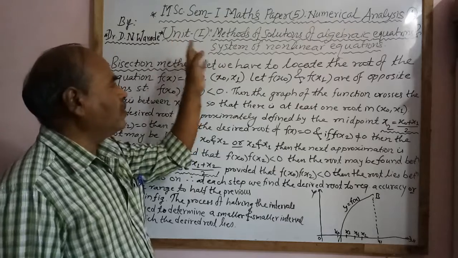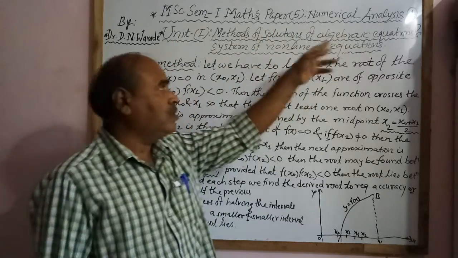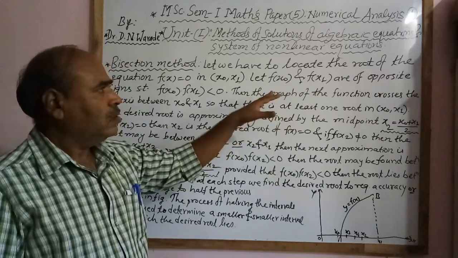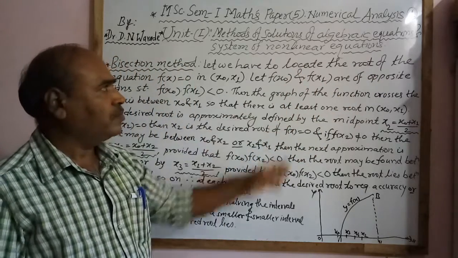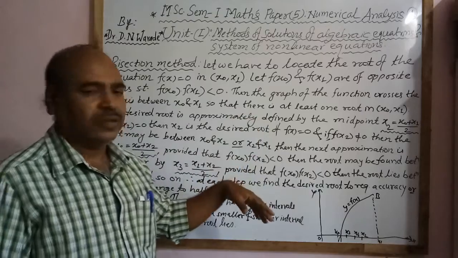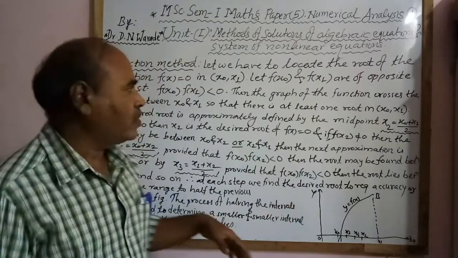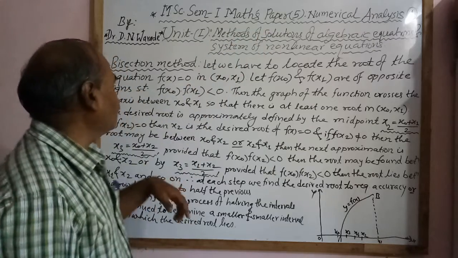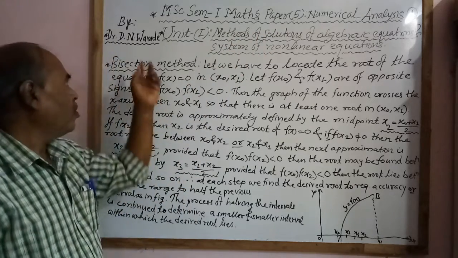We start the paper Numerical Analysis, which is paper 5. There are 5 papers, you know. You have already been sent the list of papers and the syllabus of MSc Semester 1. This is an optional paper, Numerical Analysis. Myself, Dr. D.N. Warade.